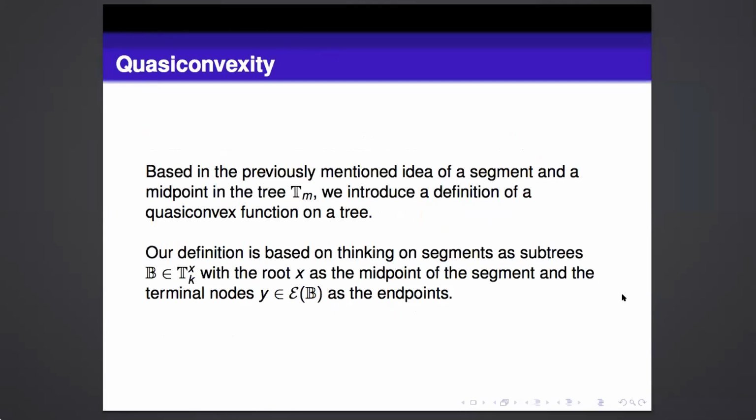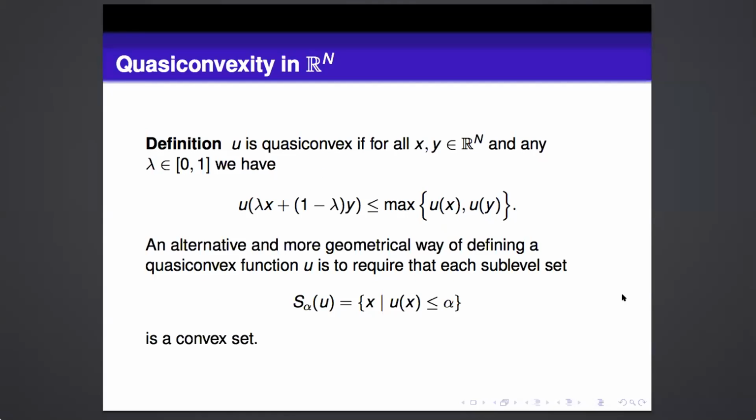Okay, for this, what we need is to do the extension to the tree. What we need is the idea of what is a segment inside the tree that we have. These are these binary subtrees. But we need to look at what is a convex set, because we are going to try to extend the definition with this idea and say, okay, I will take the sublevel set. This will be a set of nodes. I want to say what is a convex set inside the tree.